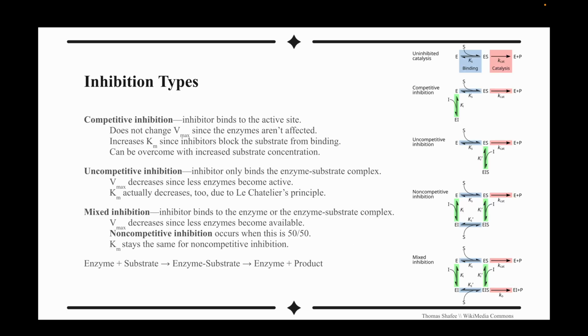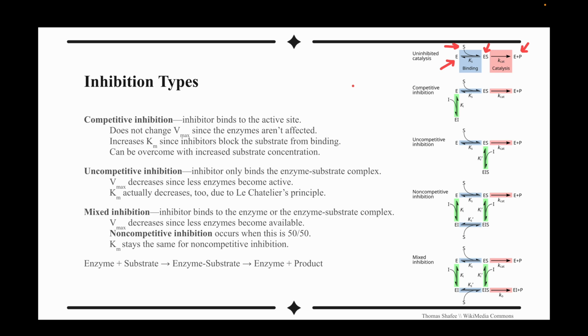There are a few types of inhibition you should know for the MCAT, and these are all high yield. If we take a look at the top right here, I want to first show you normal catalysis. An enzyme noted E here will bind with a substrate S. This will make the enzyme-substrate complex, which undergoes catalysis to make an enzyme with a product.